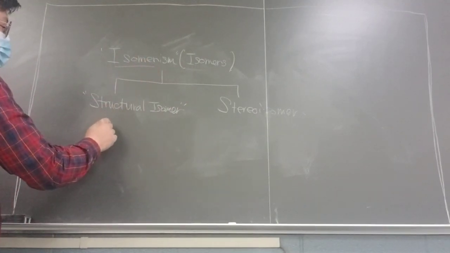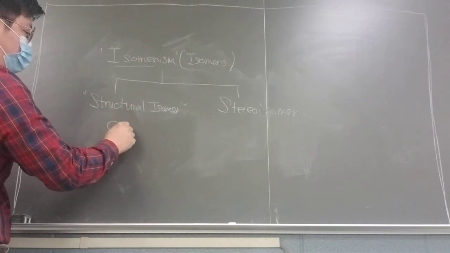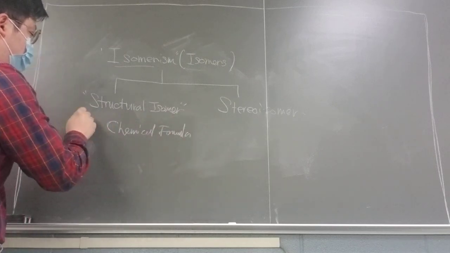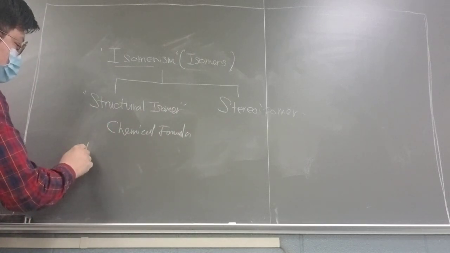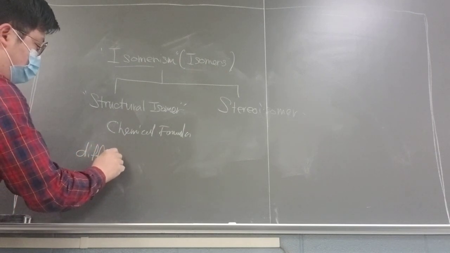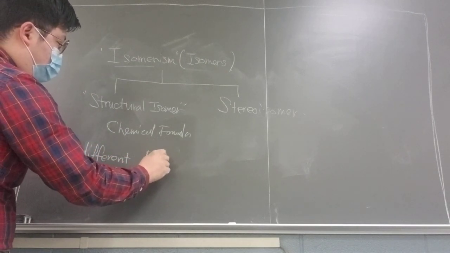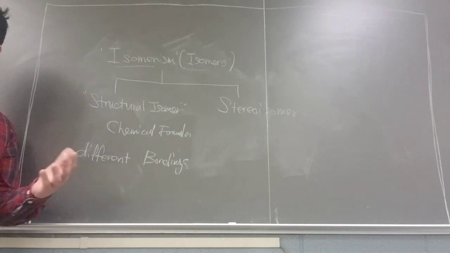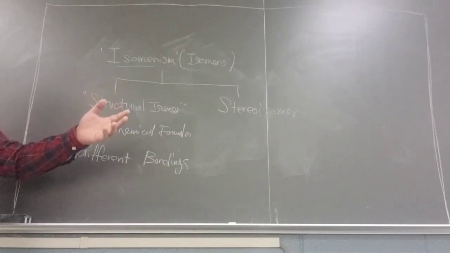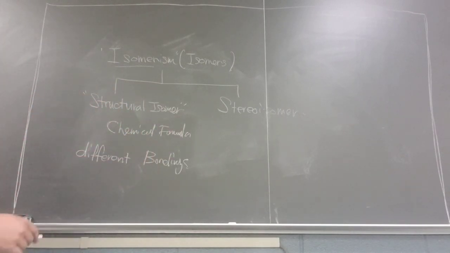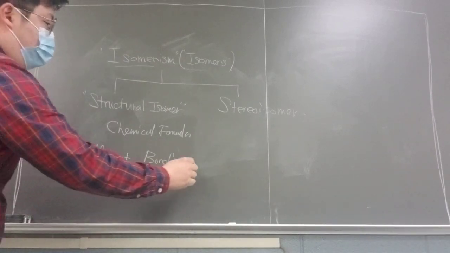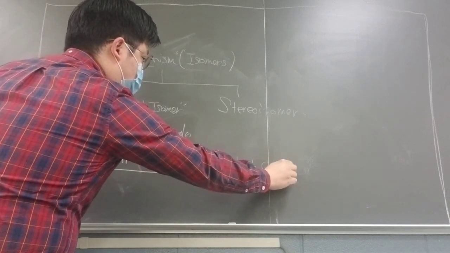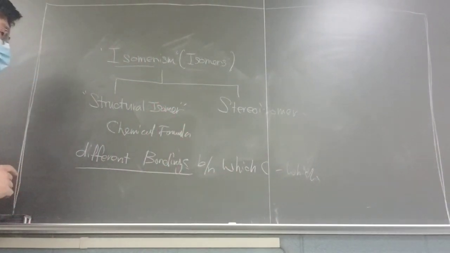So we know they share the same chemical formula, but they have different bondings. Now you guys wonder, what do you mean by different bonding? We said alkanes have only single bonding. So what I mean by different bondings is between which carbon and which carbon. I'm going to show you one example.